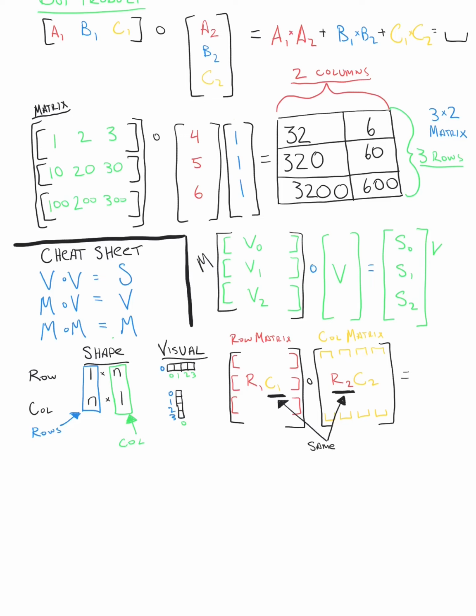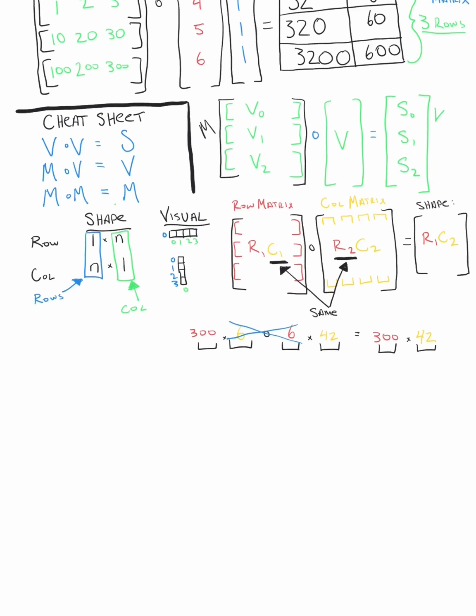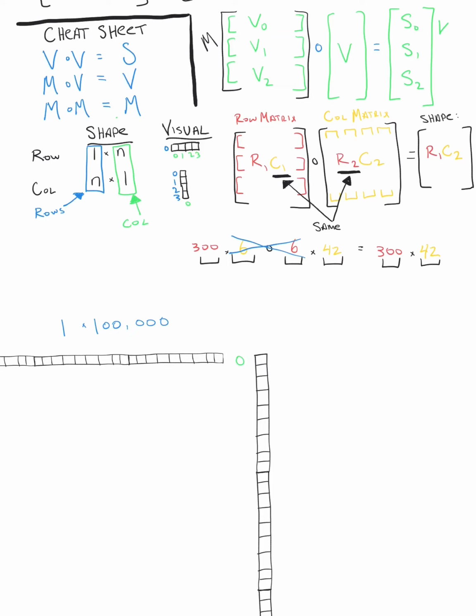An easier way to remember this is that the two inner numbers must be identical, and the result will always be the two outer values. So, as long as my two inner values are the same, my row matrix can have 300 rows, and my column matrix can have 42 columns, and it won't be an issue. As long as the two inner values are the same, say 6, then the result would be a 300 by 42 matrix. This is why a row vector of shape 1 by 100,000, dotted with a column vector of shape 100,000 by 1, would still result in a shape of 1 by 1, which is simply a scalar value.